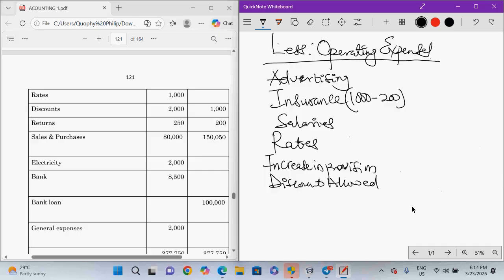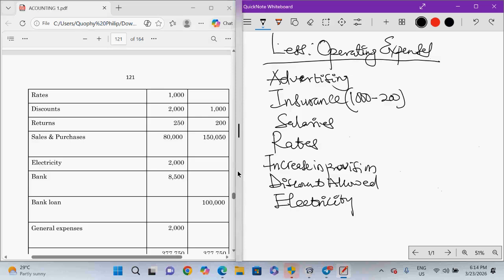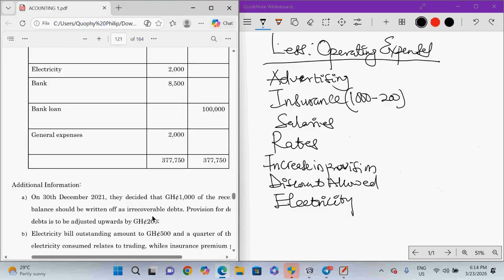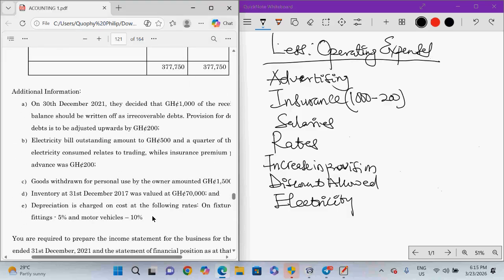What else? Electricity. That is the cost. Electricity is now at 2,000. Any additional information on electricity? Yeah, we calculated one quarter of the total. So we got the remaining: 2,500 minus the 625. It's an outstanding.